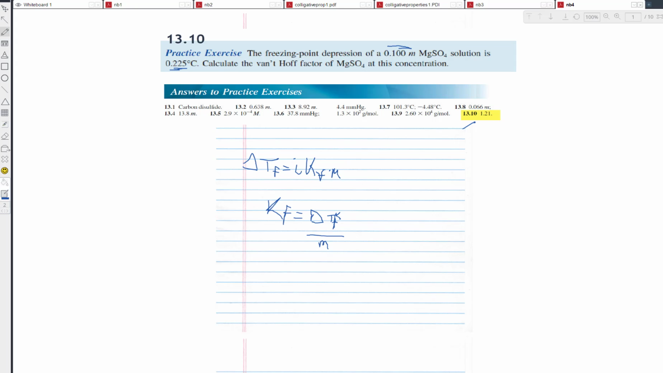So I looked at this answer and I was like, okay, if that's what they give for i, I replaced the 121 and solved for KF. It came out to be 1.859, roughly 1.86.